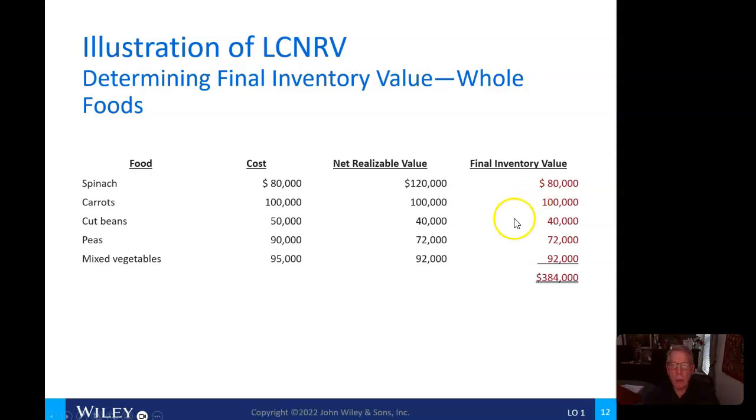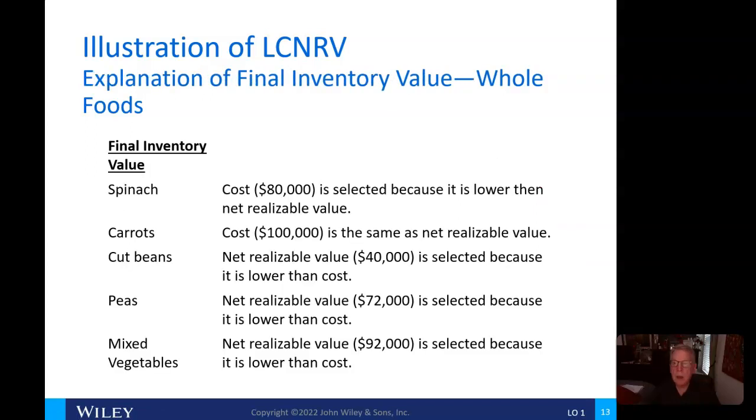But in the case where net realizable value is less than the cost, we'll bring the net realizable value over to the final inventory value. And so our final inventory value here is $384,000. All right. So the cost of $80,000 is selected because it's lower than the net realizable value.